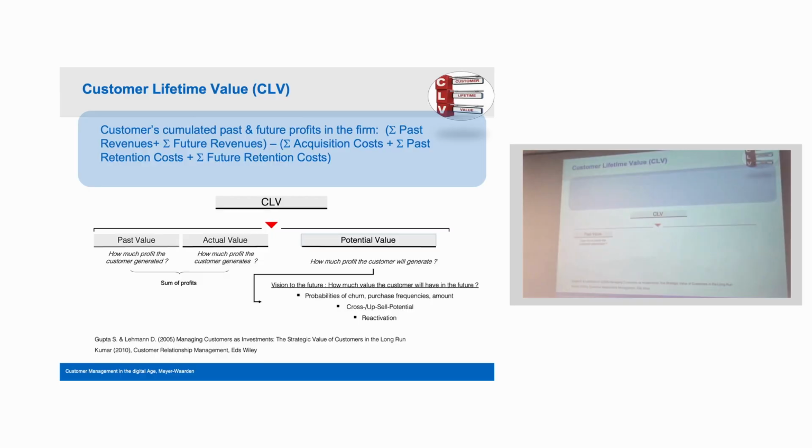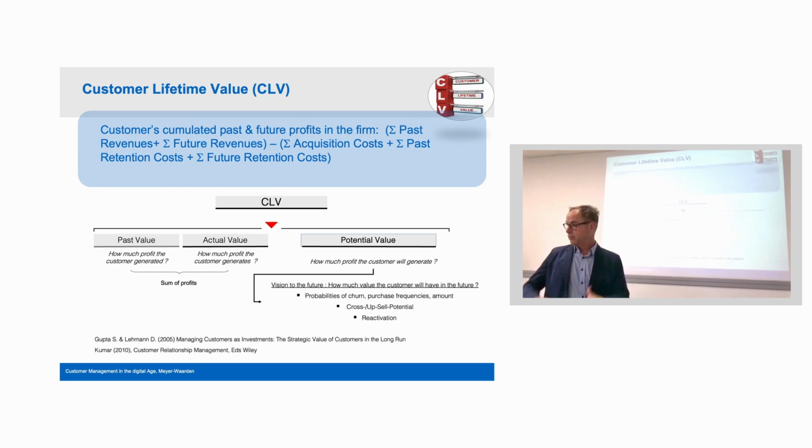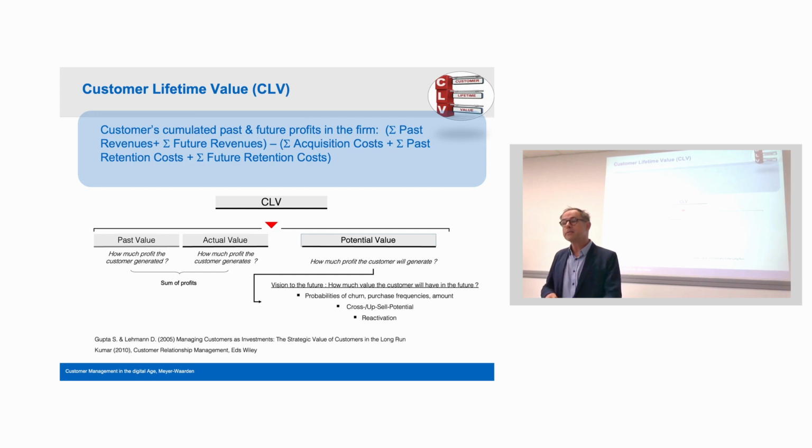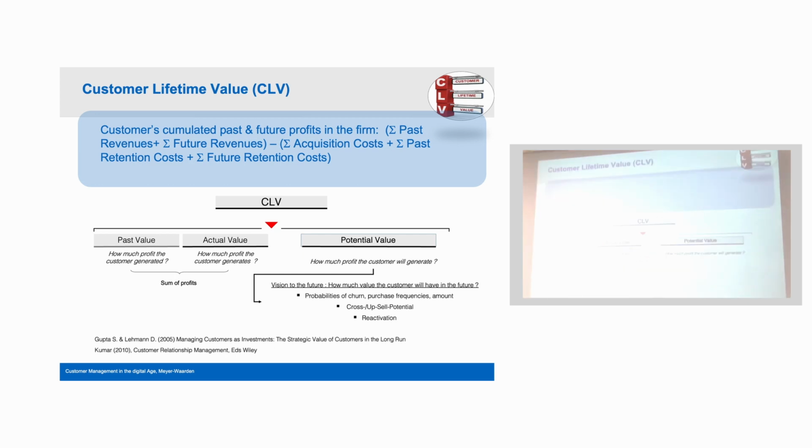So you have the past value, as I just stated. It's how much profit the customer generated in the past. It's the actual value. You also accumulate what the customer has actually spent today. This gives the sum of profits of the past and the present, what the customer has spent over time since he's been active in the database, since his first purchase. These are the profits generated since the customer came into the database. And to that you add the potential value, how much profit the customer will generate in the future.